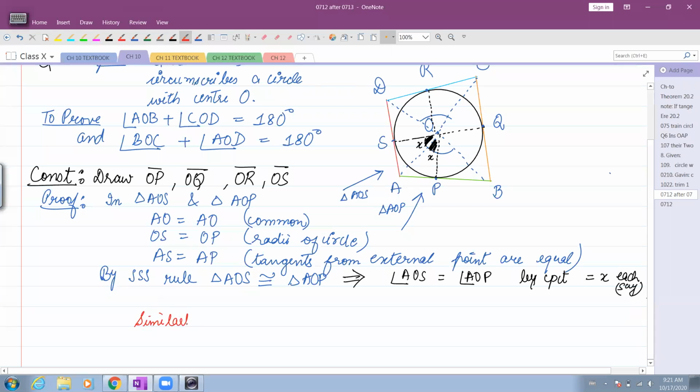Now I'm going to use similarly for the other pairs of triangles. Triangle BOP will be congruent to triangle BOQ, and I will have the angles at the center equal. Angle BOP will be equal to angle BOQ by CPCT, and I'm going to take them as y each. So this angle can be taken as y and this angle can be taken as y.